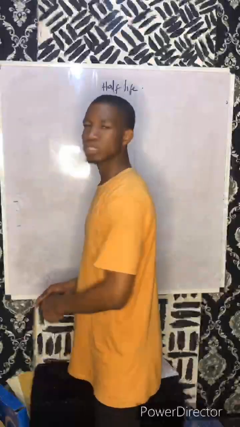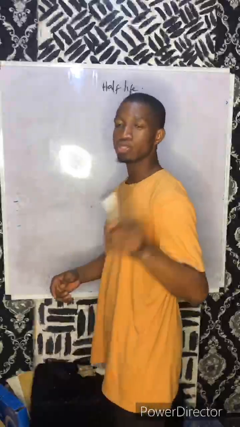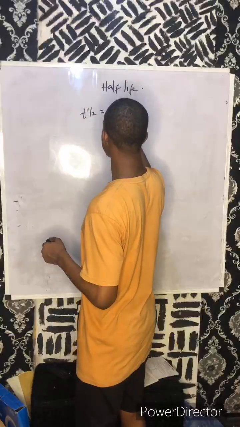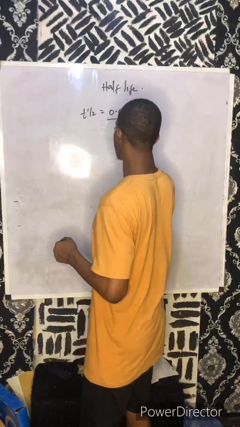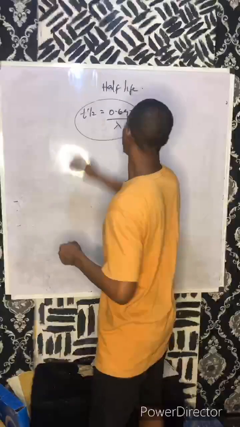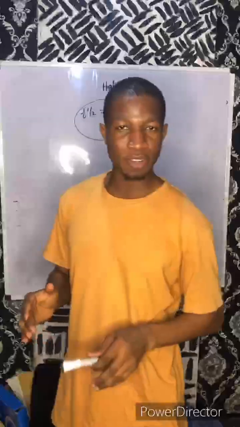Now let's show a relationship between half-life and decay constant. I hope you know what decay constant is. You know the formula that you used to write as T half equals 0.693 over lambda. Yes, that formula. T half is the half-life, which is the length of time it takes for half of an unstable nuclide to become stable.